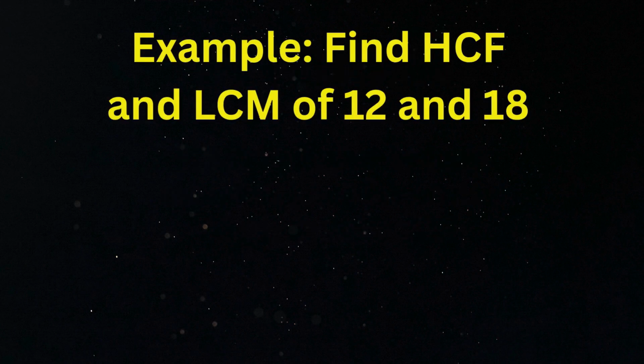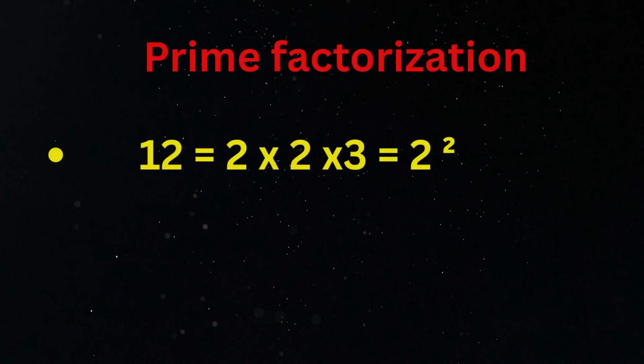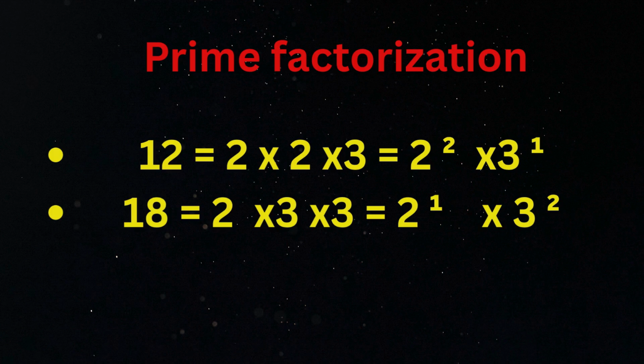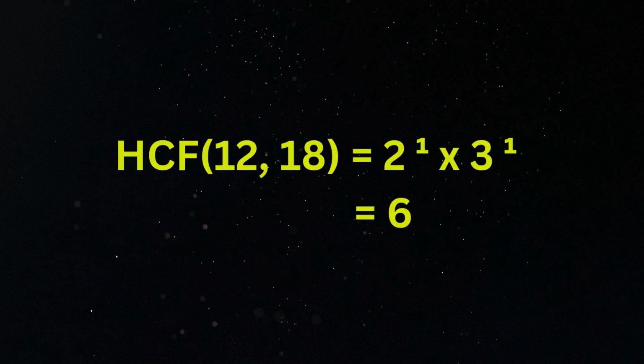Let's put this into practice with 12 and 18. 12 is equal to 2 times 2 times 3, which is 2 raised to 2 times 3 raised to 1. 18 is equal to 2 times 3 times 3, which is 2 raised to 1 times 3 raised to 2. We look for common factors. Both have 2 and 3. We take the smallest powers, 2 raised to 1 and 3 raised to 1. HCF(12, 18) equals 2 raised to 1 times 3 raised to 1, which is equal to 6.